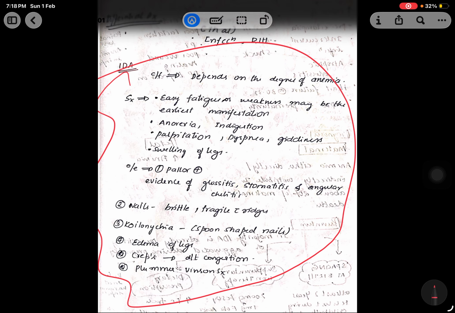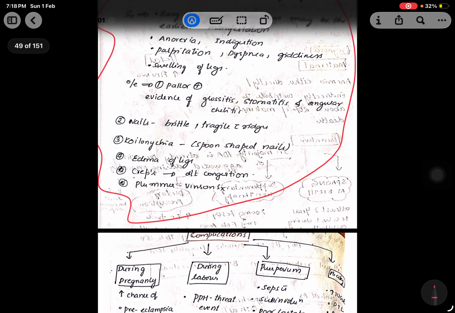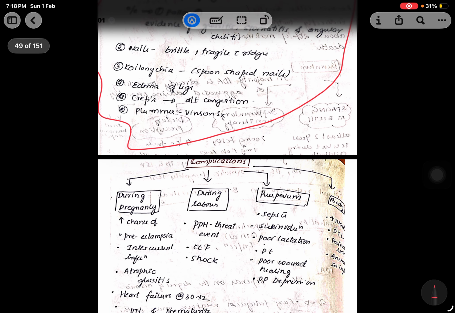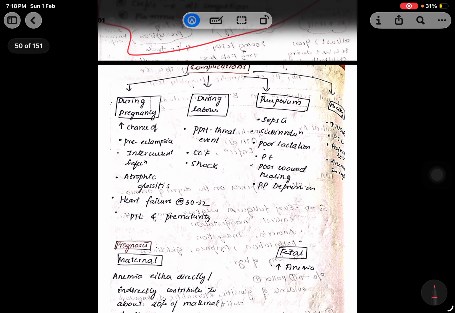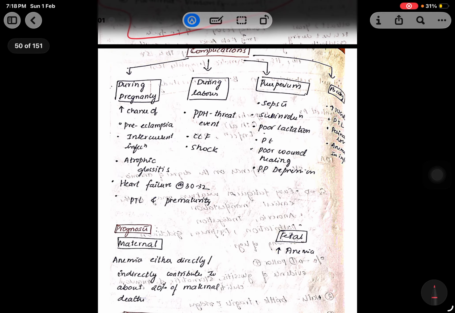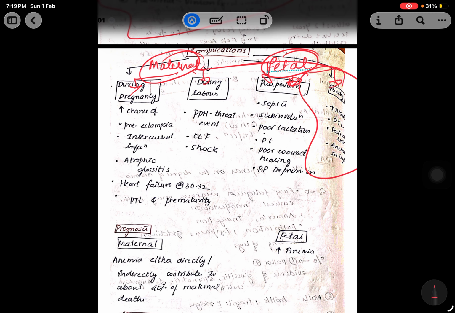I am sure you have studied it in and out in medicine, and medicine also concentrates mostly on anemia itself. So we have discussed that there, and I am not discussing much on it. Again, in the complication part, you have to divide it into maternal and fetal. This all comes under maternal. This is one thing which comes under fetal. Anywhere in obstetrics you need to divide into maternal, fetal, or placental.